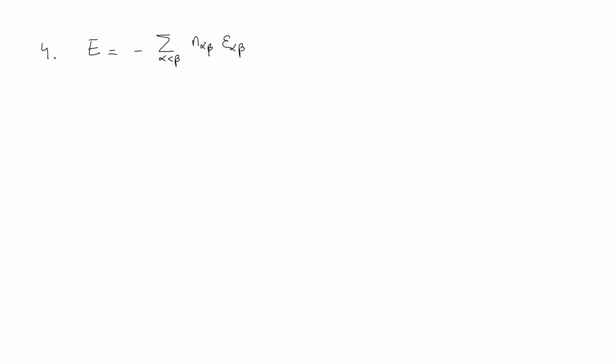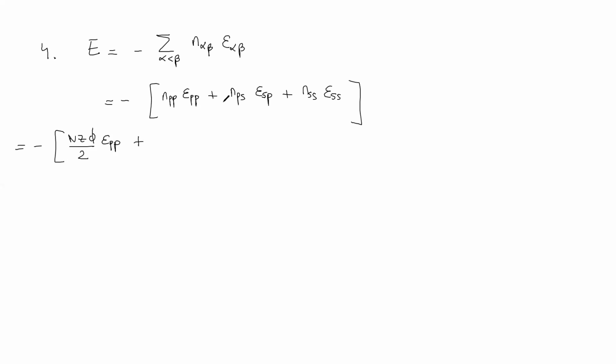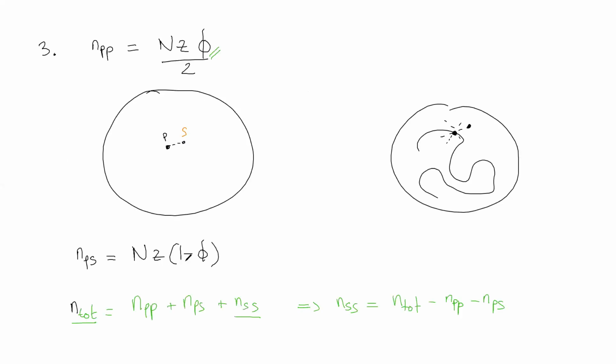Right? So in my language, it's simply NPP times epsilon PP, NPS epsilon SP or PS, and NSS epsilon SS. Okay, and now I know everything because I already computed those. So I will replace the values. So NPP is NZ phi over 2. So I have NZ phi over 2 times epsilon PP. That's the first term. NPS is NZ(1 minus phi).